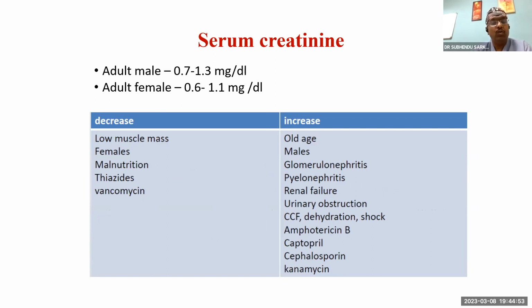The decrease occurs if there is low muscle mass, female sex, malnutrition, thiazide diuretics, and an increase in an old age male, glomerulonephritis, pyelonephritis, renal failure, and all the different conditions.